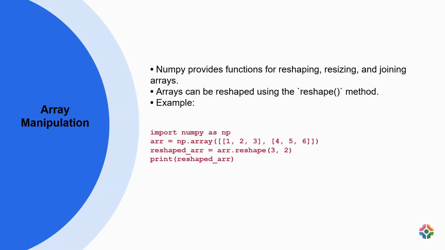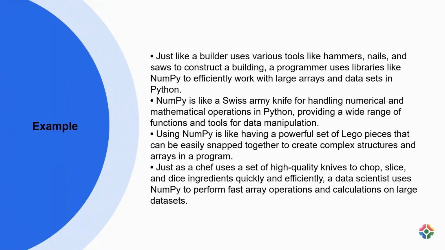This feature can be particularly useful in scenarios like image processing, where reshaping arrays is crucial for various operations. Just like a builder uses various tools like hammers, nails, and saws to construct a building, a programmer uses libraries like Numpy to efficiently work with large arrays and datasets in Python.